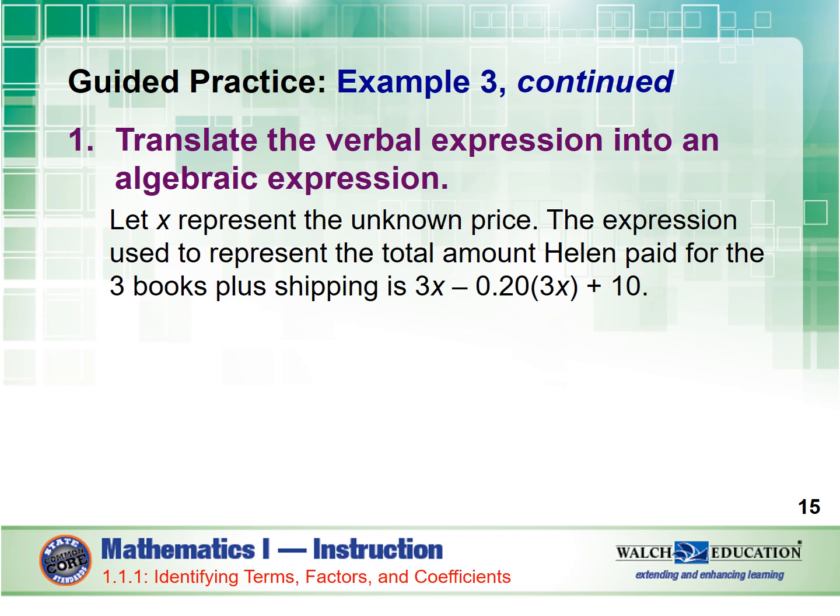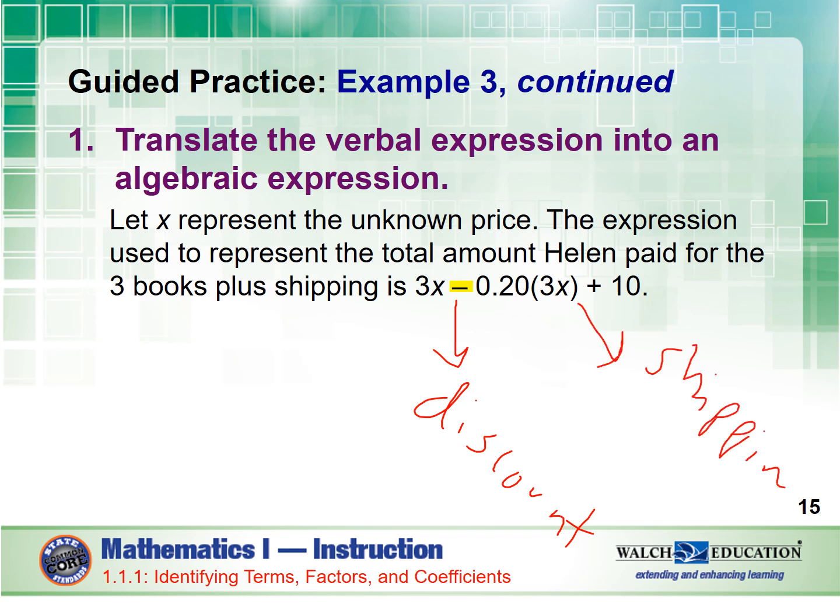So she bought 3 books, and then the plus 10 is independent because the $10 is the shipping cost that was not discounted. Notice that there is a subtraction sign here. The subtraction sign is super important when you're setting up expressions. In this case, it means discount. When you get a discount, it means you're paying less for something. This is the cost of shipping. She has to pay it, and that's why that is an addition sign, because she's paying $10 for shipping.